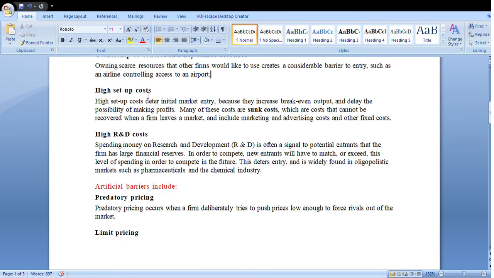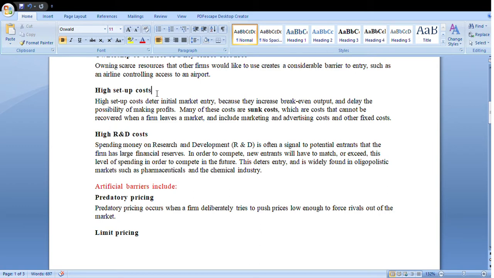Third is high setup cost. It is easy to understand. Some businesses have very high setup costs, like automobile or manufacturing companies. Airline companies have very high setup cost. Mining companies or extracting coal, gas or natural resources also have very high setup cost. So as the setup cost is very high, it will be difficult for a firm to manage such a big fund.